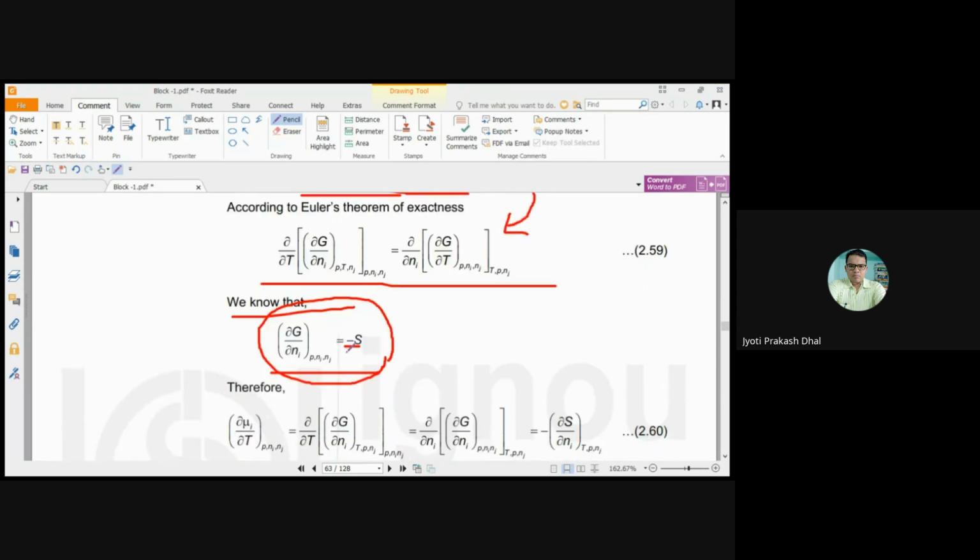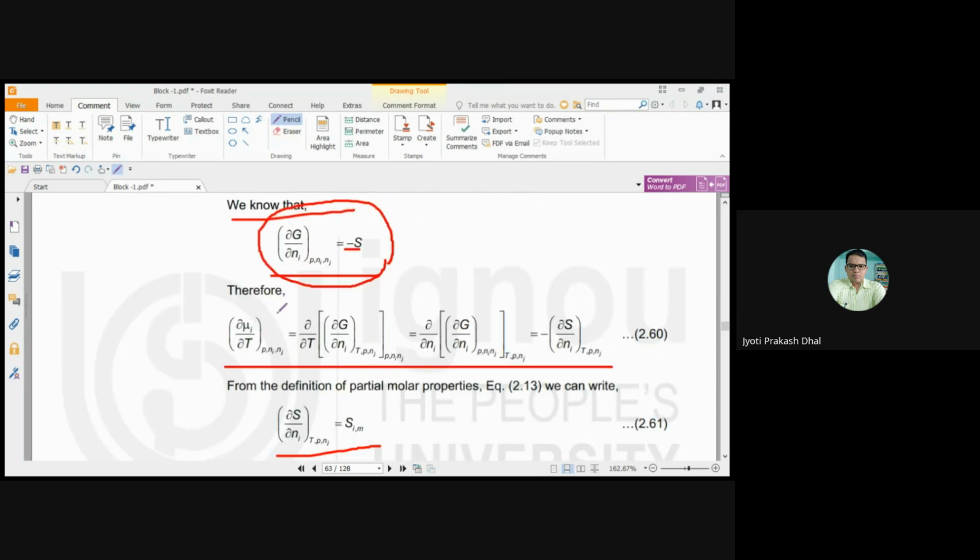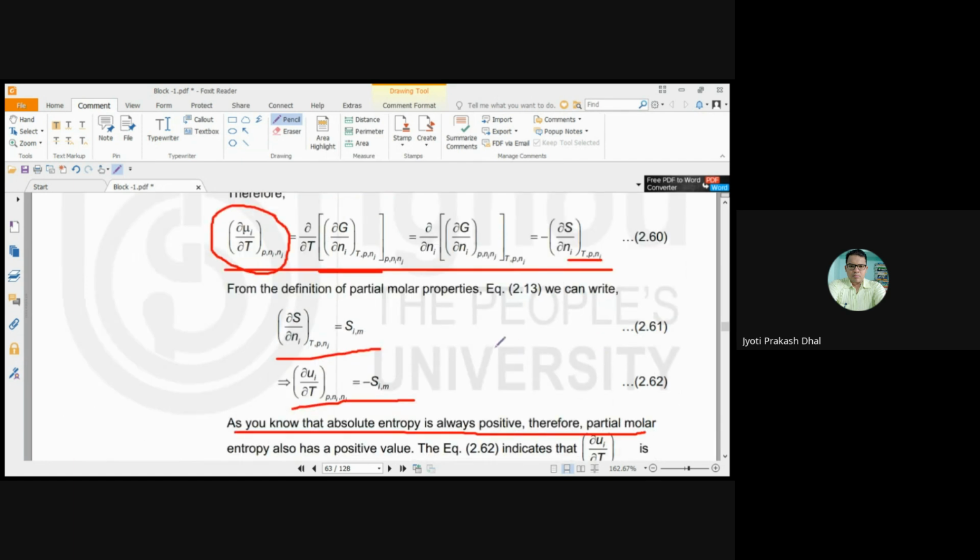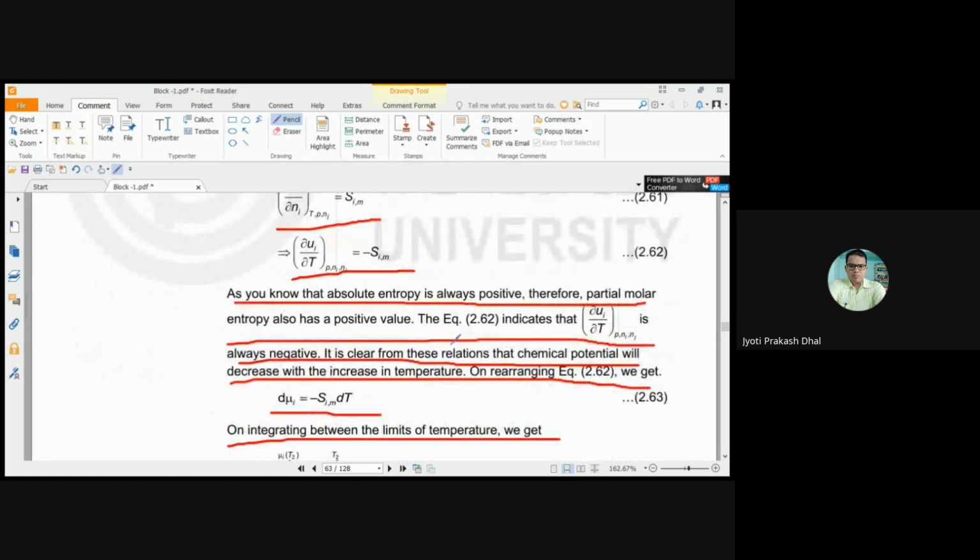So therefore this equation, del mu i by del T at constant P, constant Ni, constant Nj, is equal to this term, and similarly that is equal to this and this. So this type of equation we have derived using x, and here we are deriving using g.